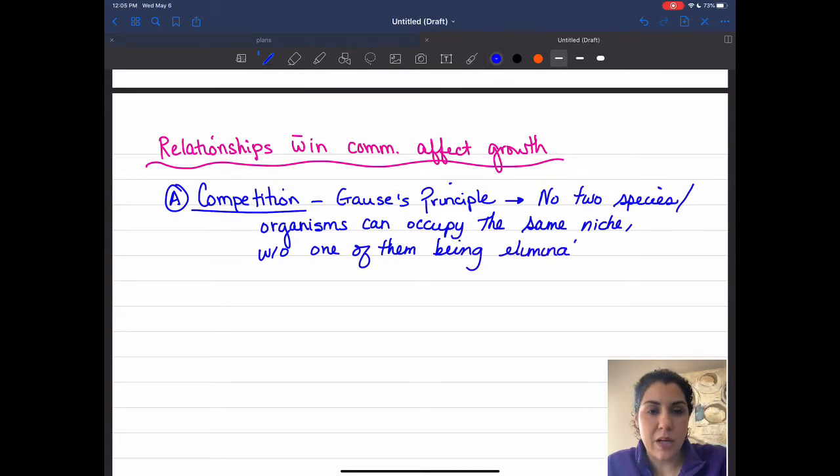And being eliminated doesn't necessarily mean killed, but it could be that it has to move to another area, right? So if I nest in tree trunks and you nest in tree trunks and we are organisms of the same species, we're going to have competition. Also, if we're organisms of different species, we're going to have that competition because we both occupy the same niche. The niche could be I eat flies. If I eat flies and you eat flies, we're going to have a problem. That's where the competition is going to come about.